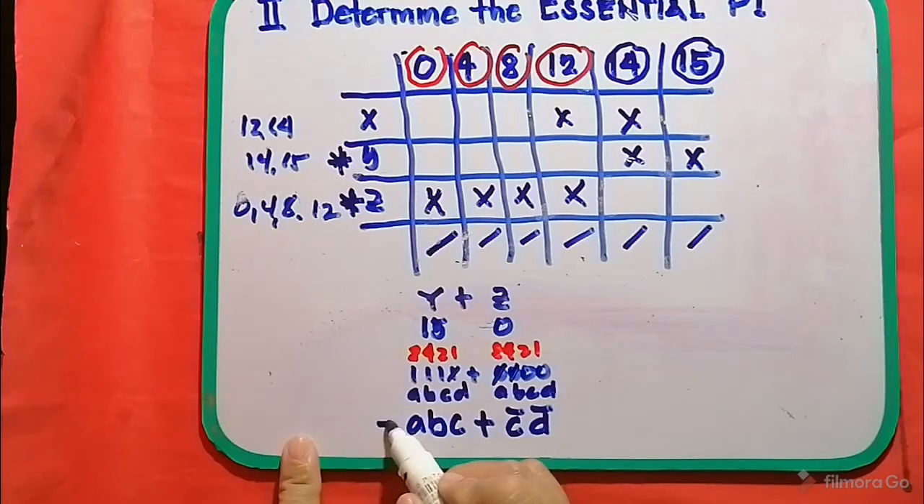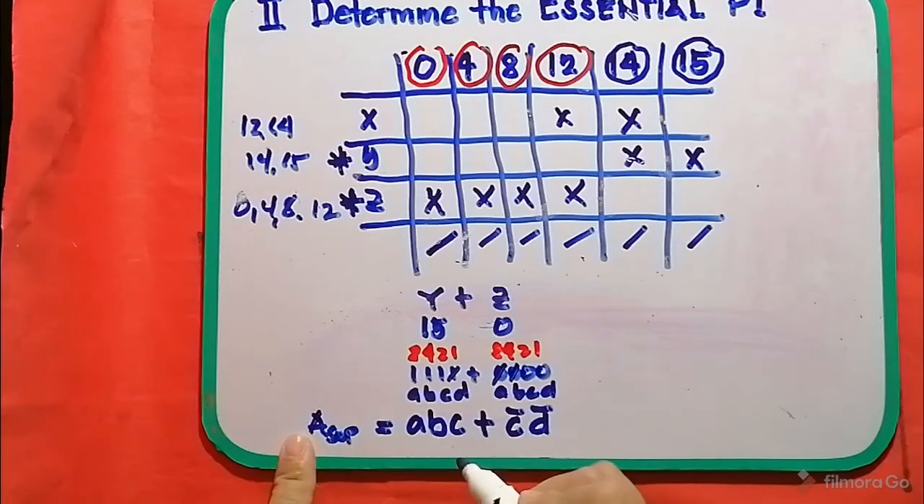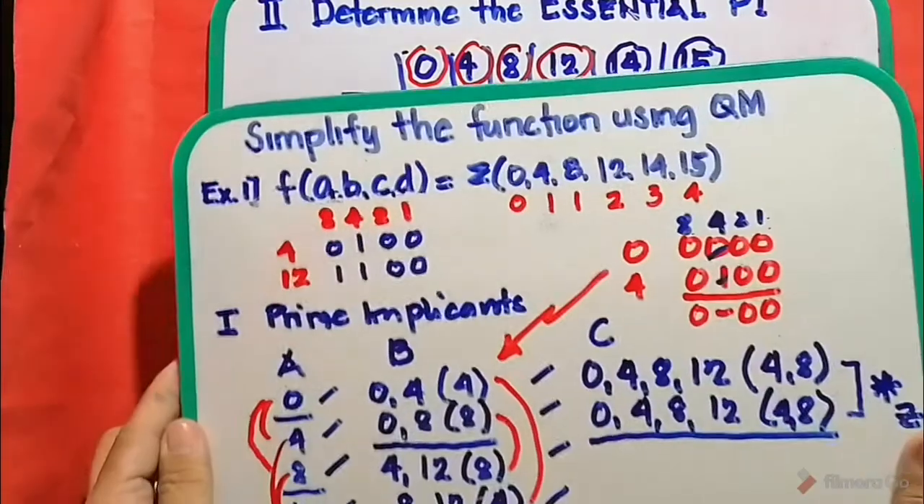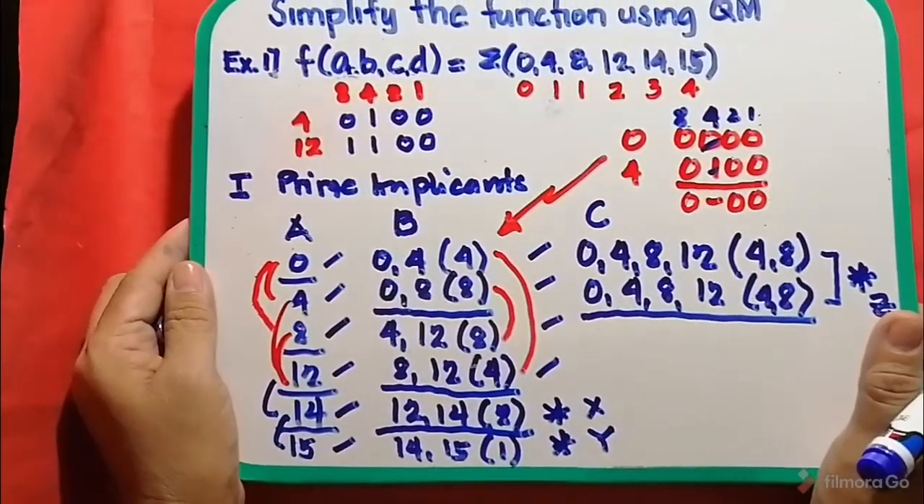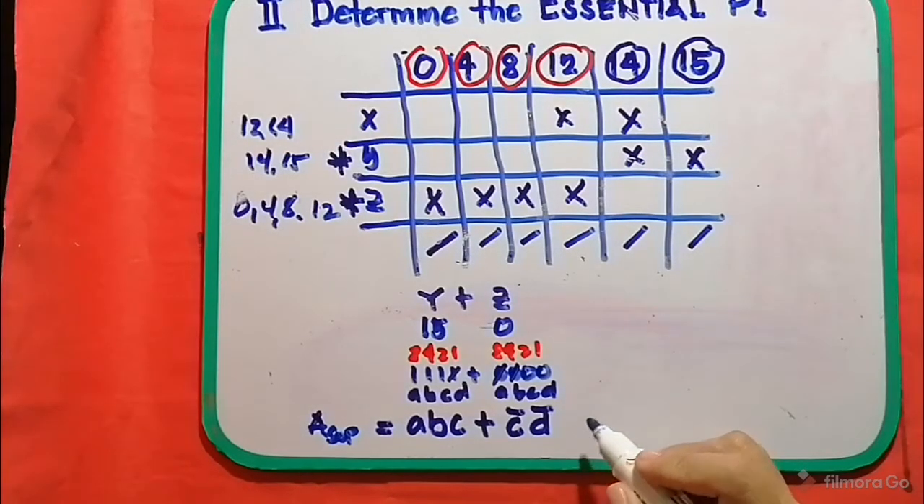So, the equivalent sum of product of that particular function is equal to A, B, C plus not C and not D. So, this function will now be reduced into this form.